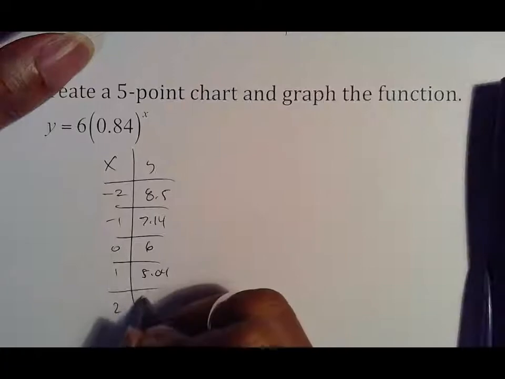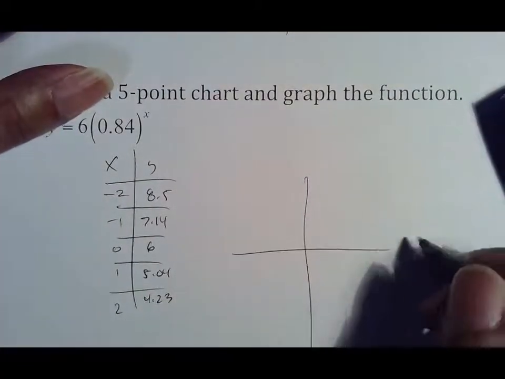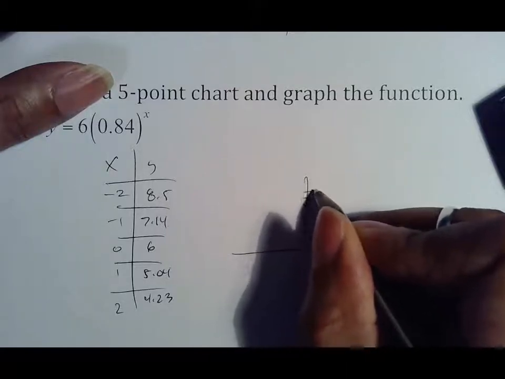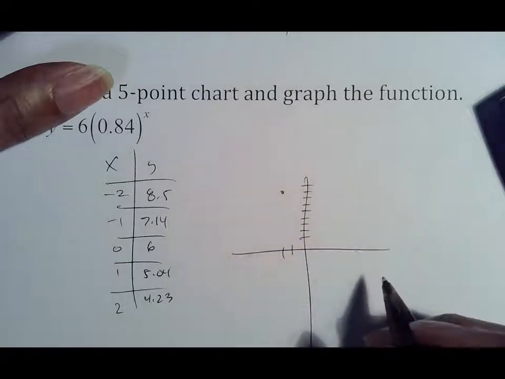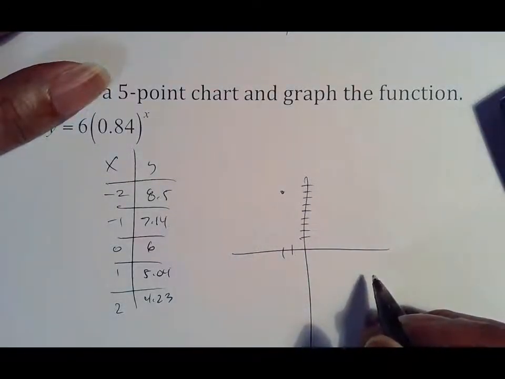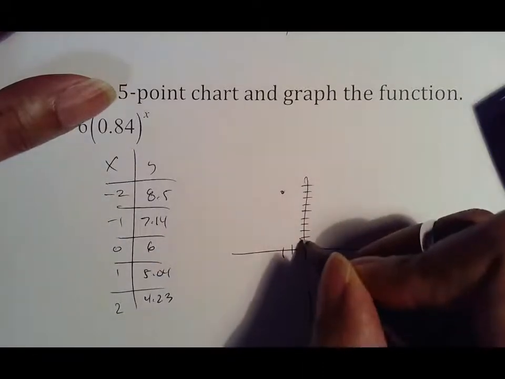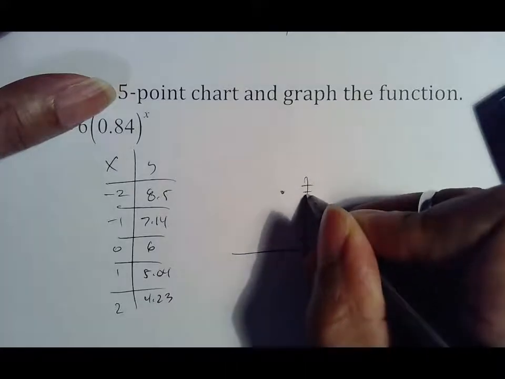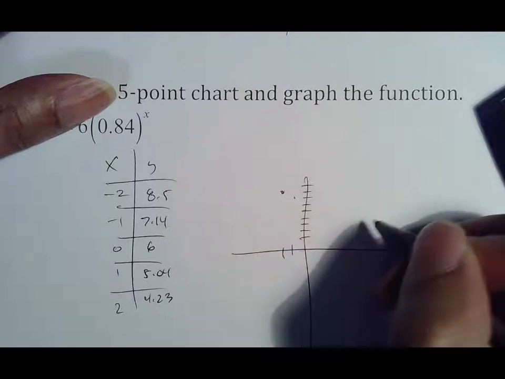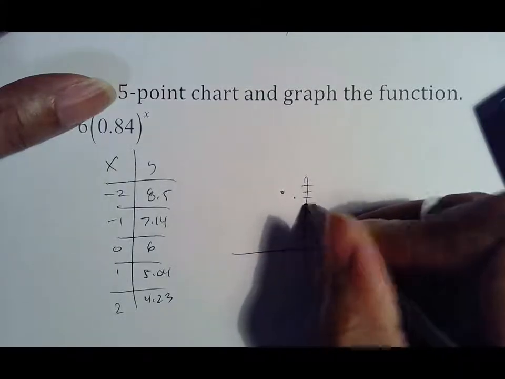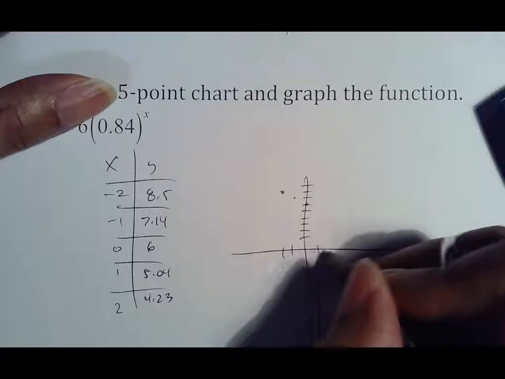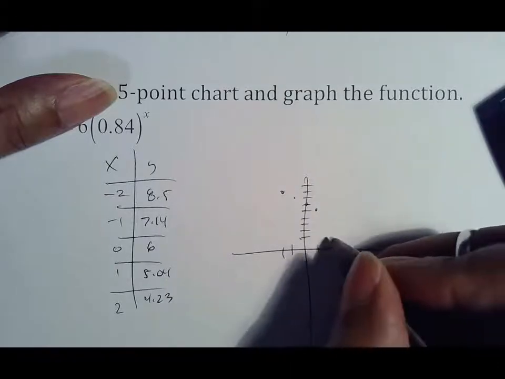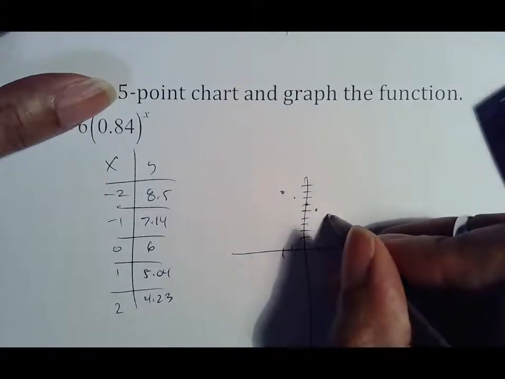is 4.23. So when we go to graph this, again, -2, 8.5, 1, 2, 3, 4, 5, 6, 7, 8, 9, about 8.5. Again, I don't need it to be perfect, just around the area so I can get a visualization of it. -1, 7.14, which is pretty close to 7 because it's 7.1. 1, 2, 3, 4, 5, 6, 7, just barely above 7, back to here. 0, 6, 1, 2, 3, 4, 5, 6. 1, 5.04, 1, 2, 3, 4, 5, just barely above 5 because it's 5.0. And 2, 4.23, 1, 2, 3, 4, again, somewhere around here.